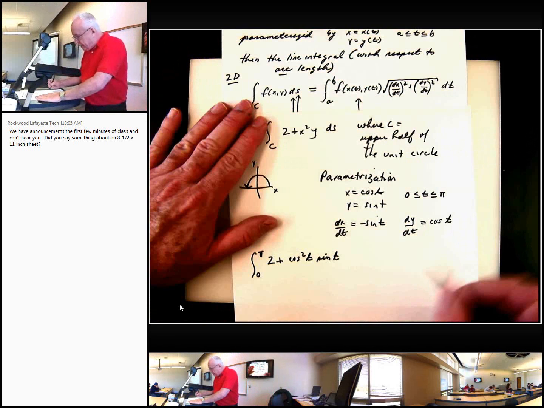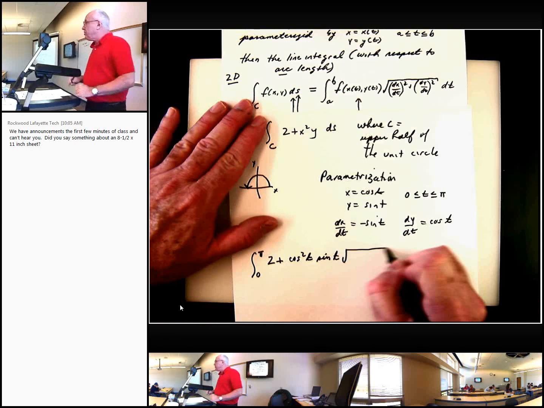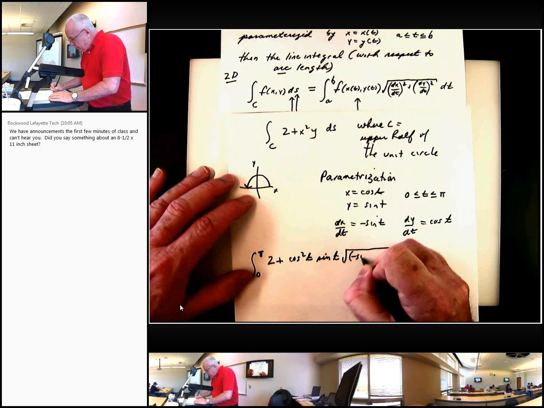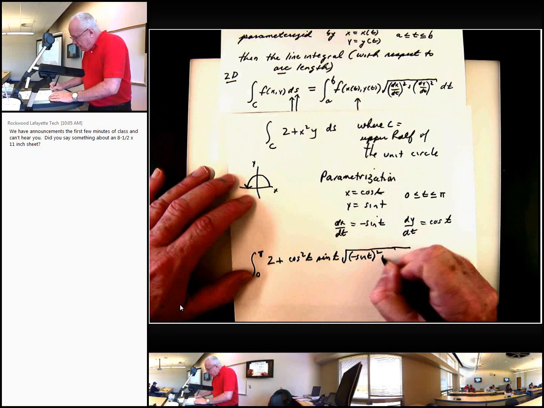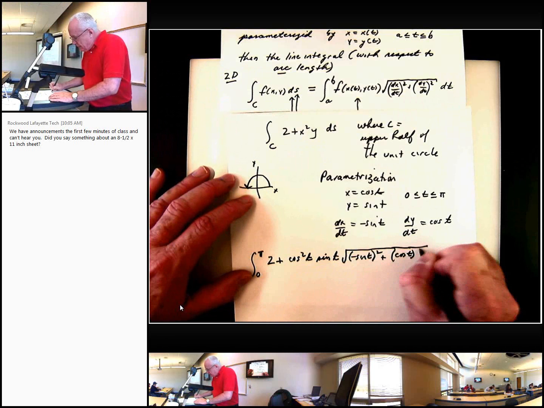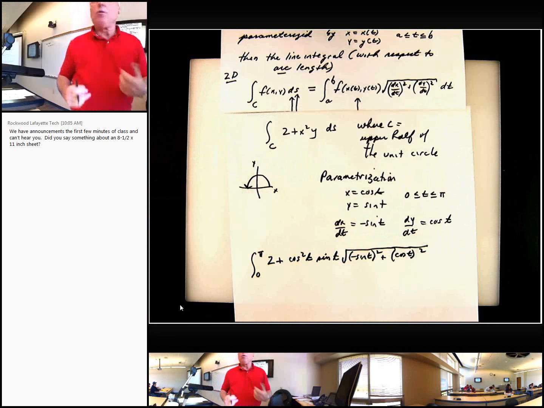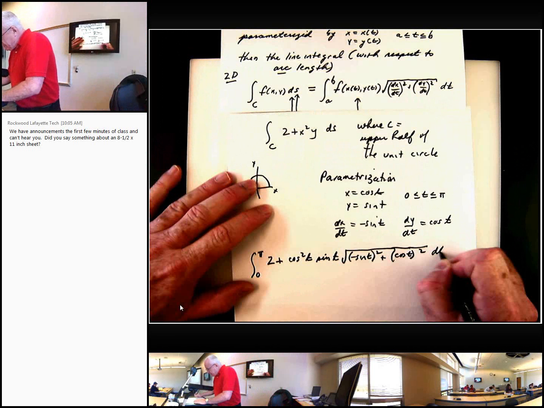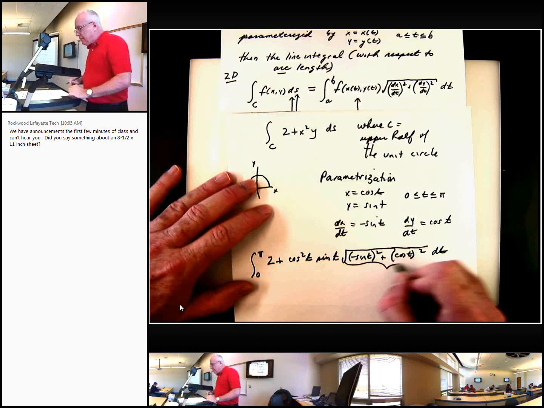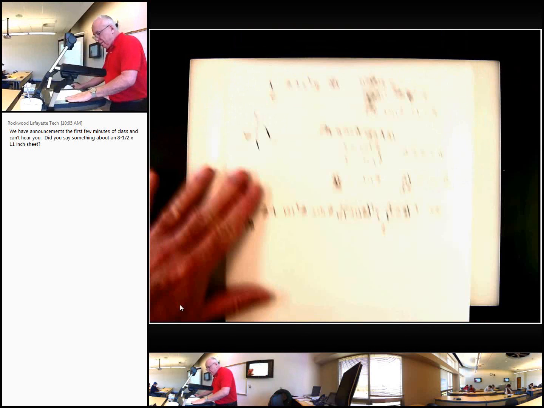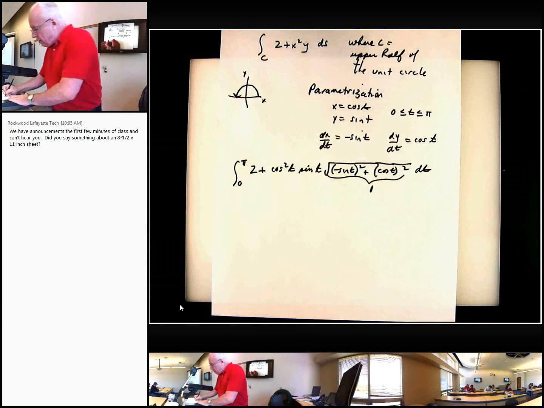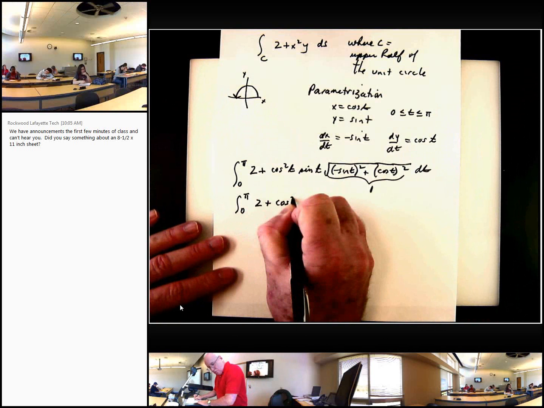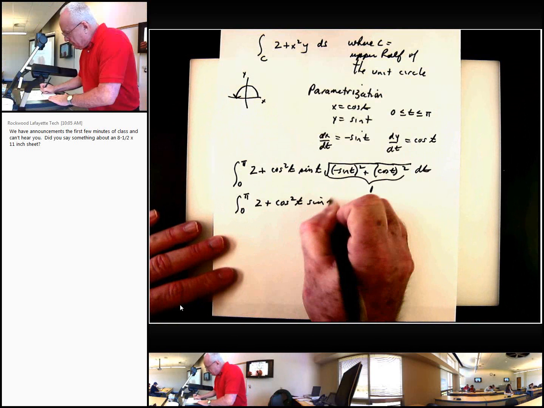Now, in this case, we have a very nice result from that because dx dt is minus sine t, and we're going to square that. And dy dt is cosine of t, and we're going to square that. So therefore, what we get under the radical is just the number 1. And then we have dt. So this whole thing very nicely turns out just to be 1 right there. Okay, so therefore this is what we are left with then. 0 to pi of 2 plus cosine squared t sine t dt.